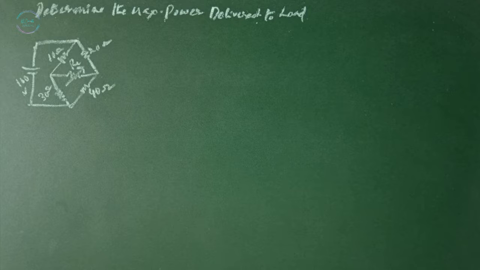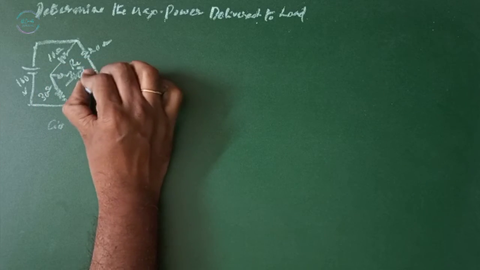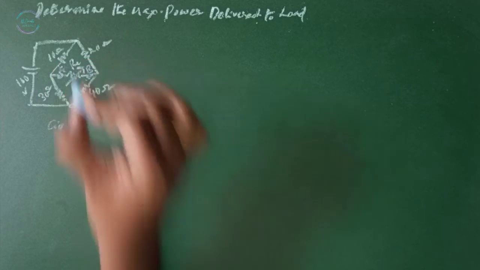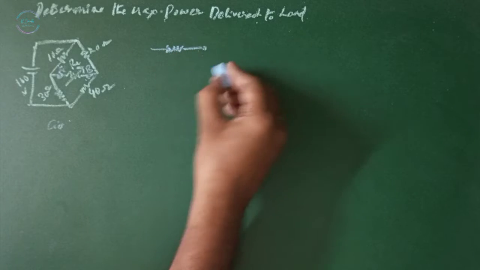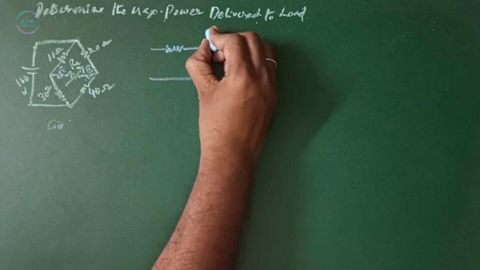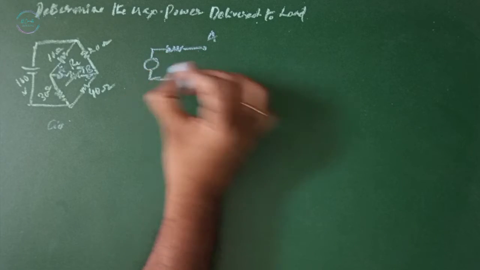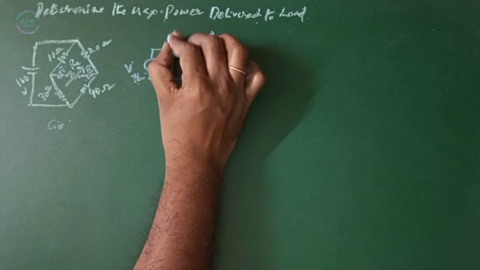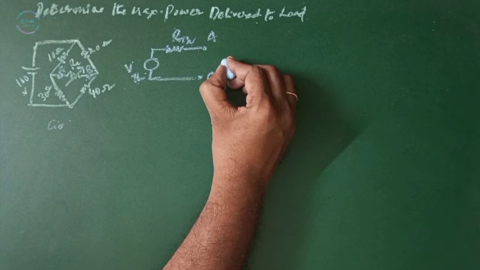Determine the maximum power delivered to the load for a given circuit. This is our circuit. So we need to find the maximum power between these points A and B. The first step, we need to find a Thevenin's equivalent circuit between the points A and B with a voltage VTH and this RTH. Then we can equate the RTH to the load resistance.